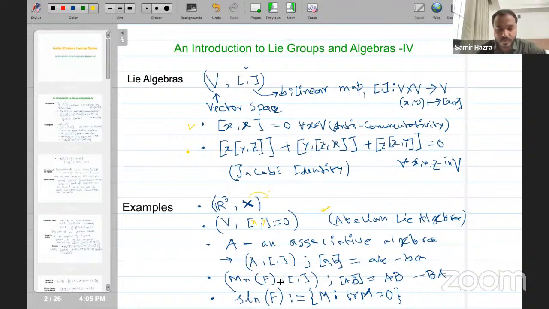Well, if we in particular take the traceless matrices, so n-by-n matrices again, but with trace equal to 0, this also forms a Lie algebra, simply because trace of AB minus trace of BA, that is, the trace of AB minus BA, is always 0. So this is closed under the bracket, and all other properties are as they were. So sl_n(F), the space of all traceless matrices, is also a Lie algebra.